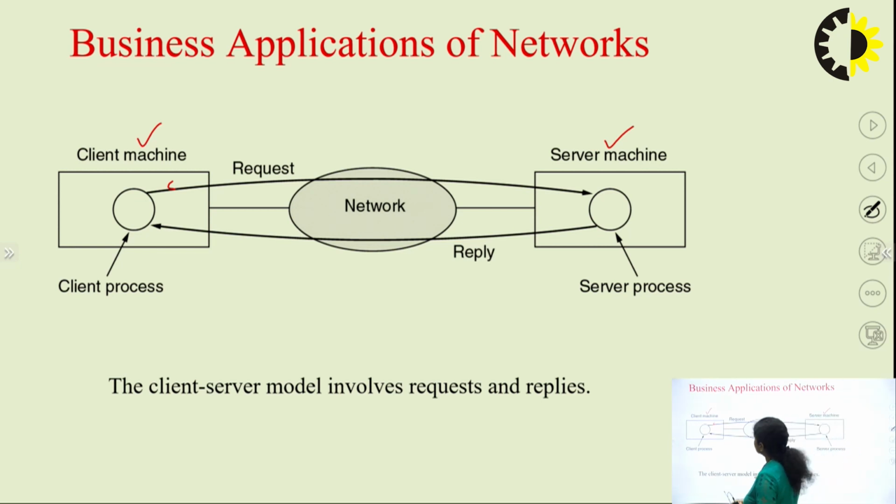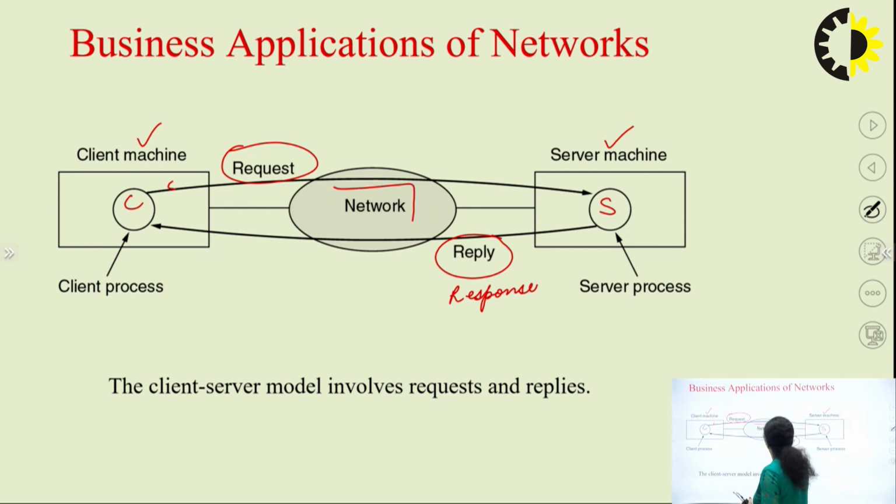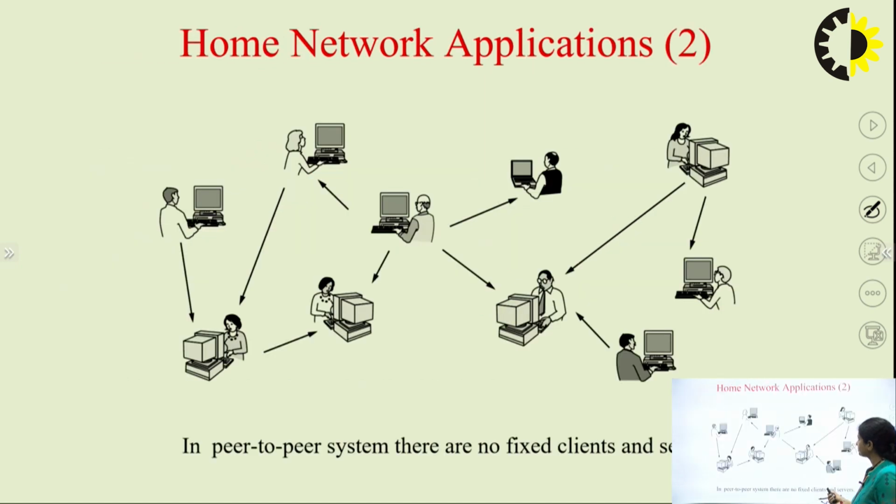So, what the process is: the client is sending a request to the server machine, and the server is sending a reply, or we can say a response, to the client machine. And obviously, we require some sort of network. Over a network it is sending a response, and in the same manner the client is sending a request. So, we require a network over there. So, this is just the client-server model, which involves requests and replies.